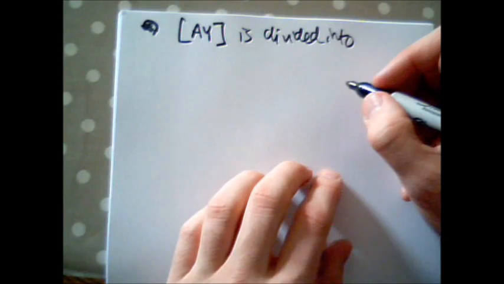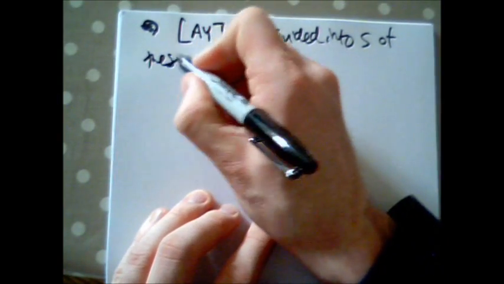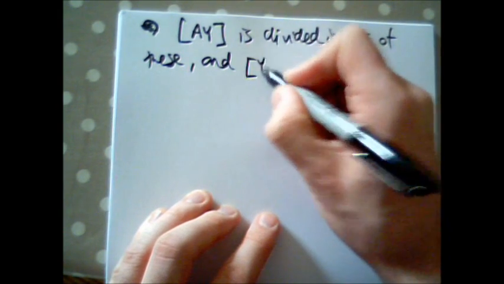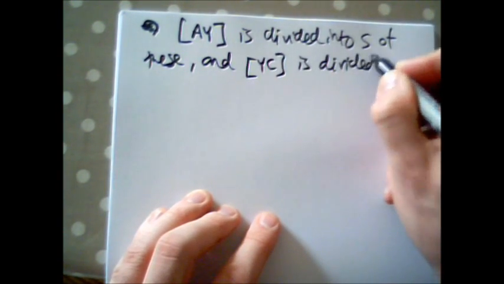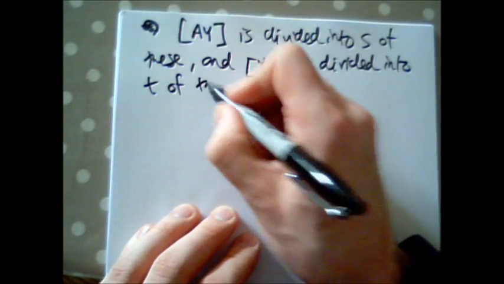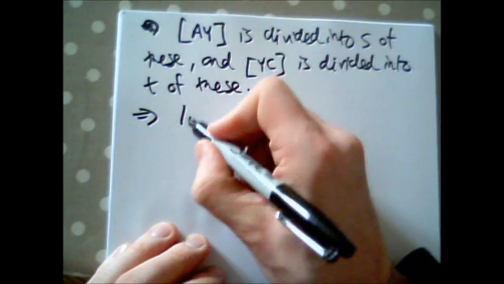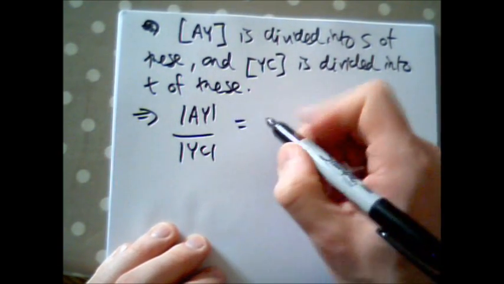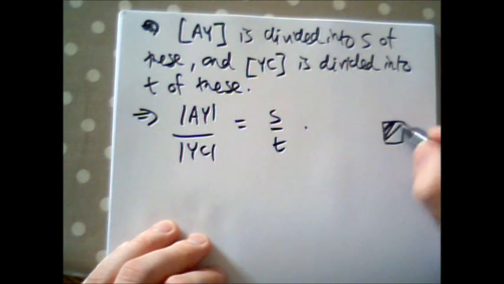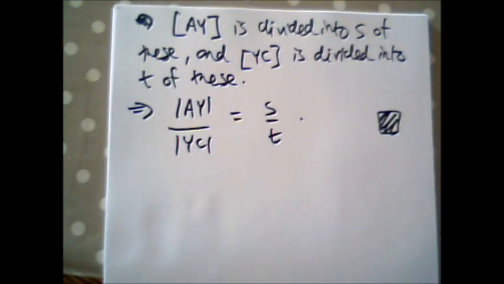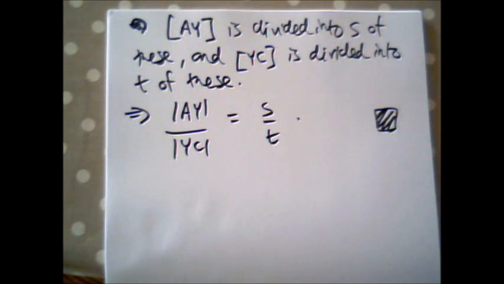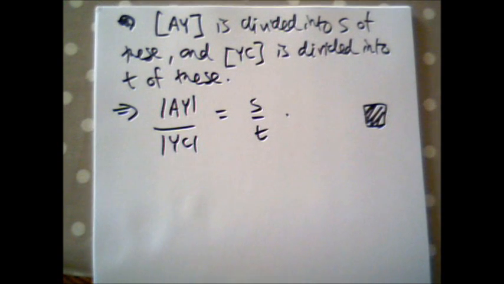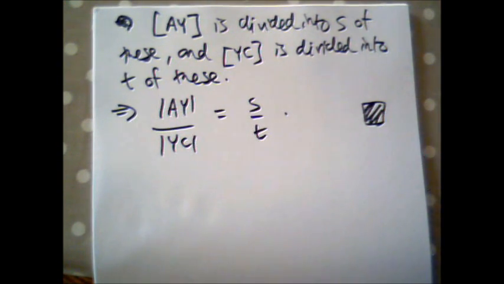So AY is divided into S of these, and YC is divided into T of these. Therefore, the distance AY divided by the distance YC is equal to S divided by T. And we're finished. So that's the whole proof. You do need to say that you've used Theorem 11, and that's it then.